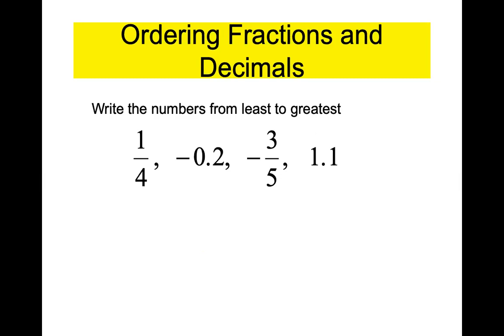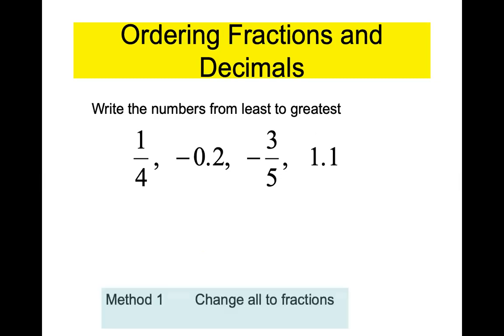Method number one would be to convert all of those fractions into decimals. Method number two would be to convert all the decimals into fractions. So those are your two techniques. It turns out that the easiest method, because if you change them all to fractions, we would also have to get common denominators, is to change them all into decimals. So that's what we're going to do.